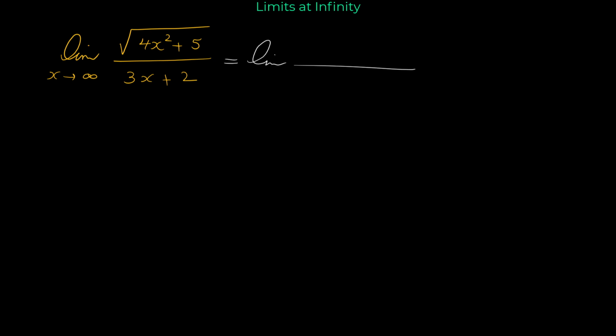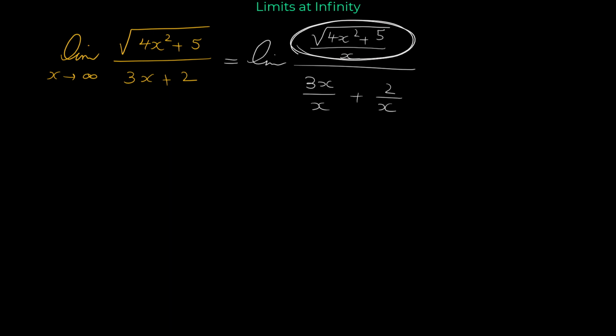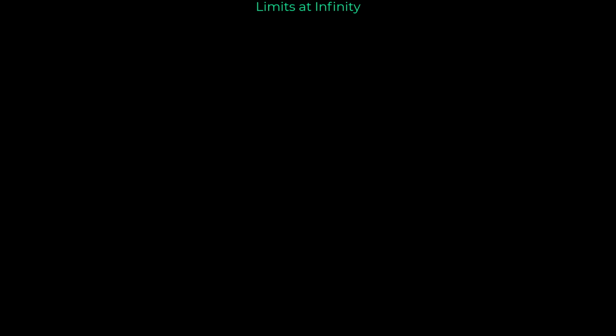And attention, highest degree in the denominator is x to the 1, so we are going to divide everything in the numerator and everything in the denominator by x. The denominator is going to be 3x over x plus 2 over x. But for numerator, because of that radical, we cannot simplify it right away. I am going to write it as this: radical 4x2 plus 5 all over x. Now for simplifying the numerator, you need to remember some properties of the radical. Let me show you what properties you need to remember.